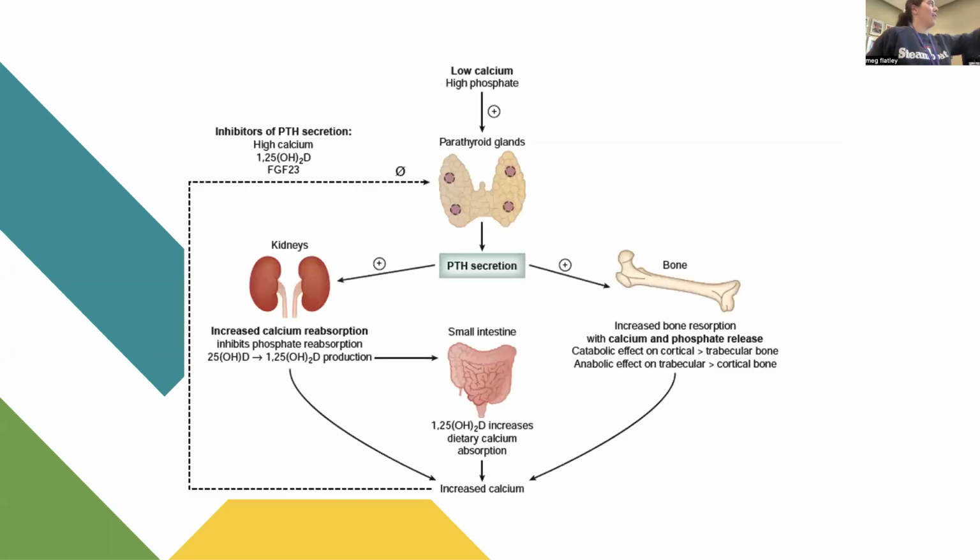So this is all of that in a chart form because I think it makes more sense to look at it kind of like this. So you'll see up here, when you have low calcium and high phosphate, that stimulates the parathyroid glands to secrete PTH, and then you'll see it acts in the kidneys and bone directly. And then here it just shows the vitamin D activation acting indirectly on the small intestine.